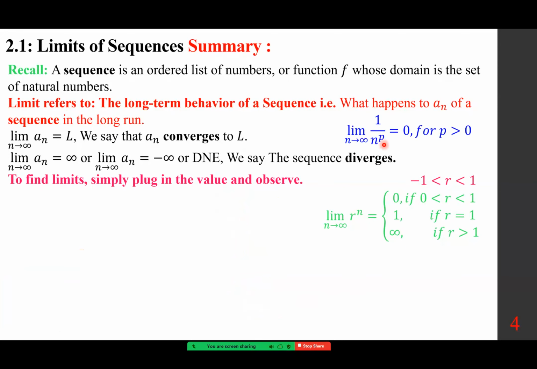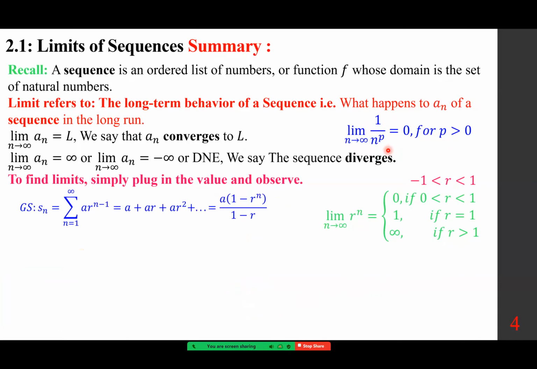And so the limit of 1/n to the power of p as n approaches infinity is 0 as long as p is positive. In short, what it means, if you have a fraction where the top is a fixed number, and it doesn't even have to be 1, any number, it doesn't matter how large it is. When the denominator gets larger, the fraction gets smaller. And when it tends to infinity, the fraction goes towards 0.